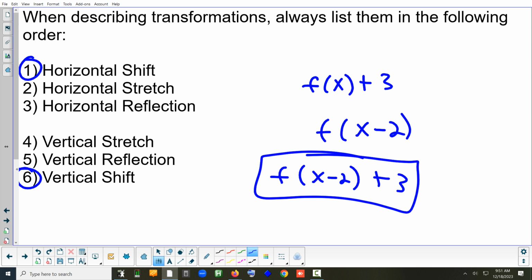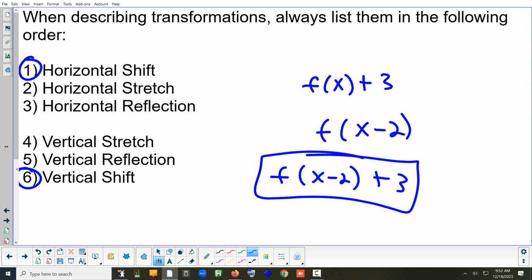Okay. So anytime that we have to describe multiple transformations in a problem, that's the order that they need to be described. So for one, it would be horizontal shift. 1 is horizontal shift. Yep. If your problem has a horizontal shift, we write it down. If it doesn't, we go to number 2. So that's the order that we have to follow to describe transformations.